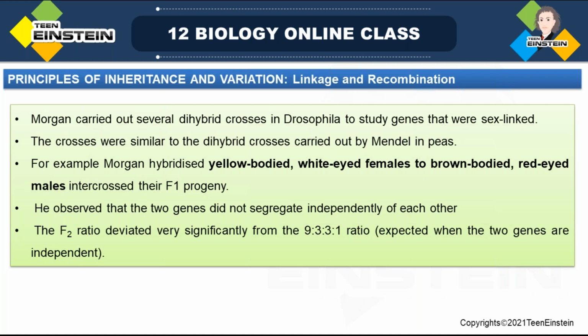Like that, Morgan also conducted several crosses, but he didn't do that in plants. His material was the Drosophila melanogaster fly. In that fly, he conducted his research experiments. Morgan carried out several dihybrid crosses. In all these dihybrid crosses, he conducted his studies about genes which are sex-linked.